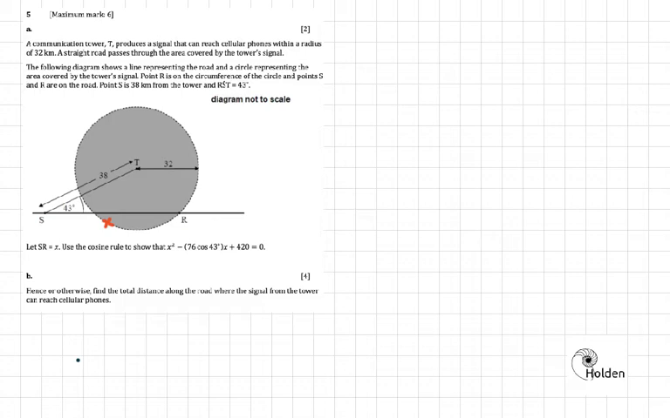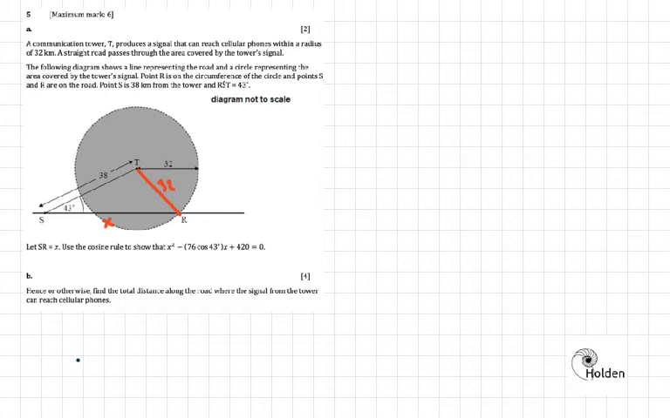The cosine rule applies to any triangle, but I don't see any triangles at the minute. If I drop a line down from T to SR, I'm going to get a right angle triangle, but that's not going to help me. The thing I am really interested in is this line here, TR. TR is a radius and is worth 32. I do want to rejig.